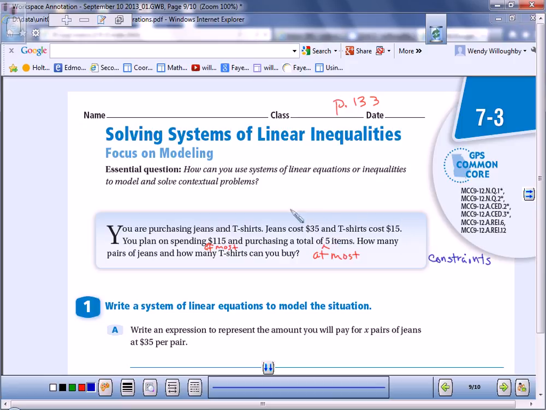So if you spend $115, can you spend, well, I guess you could. Let's assume you do not have a credit card and you have $115 cash in your wallet. That's all you could spend. Can you spend less than that? Yes. So we can do at most $115 then. All right, and I'd also like to change this. You're purchasing a total of at most 5 items. I don't know why that would be a restraint, but that is one of our restraints.